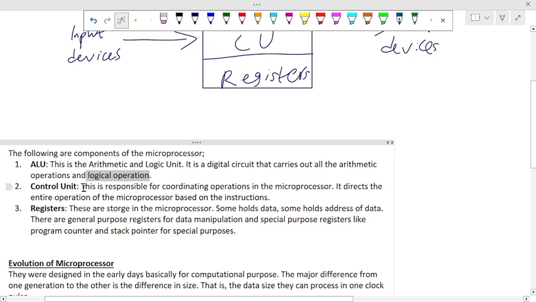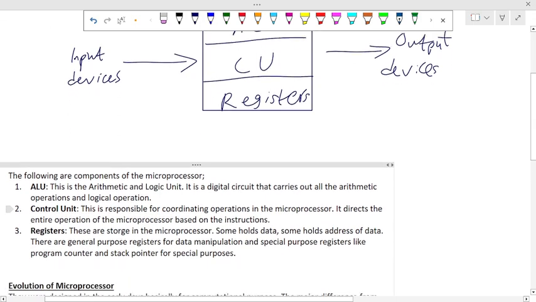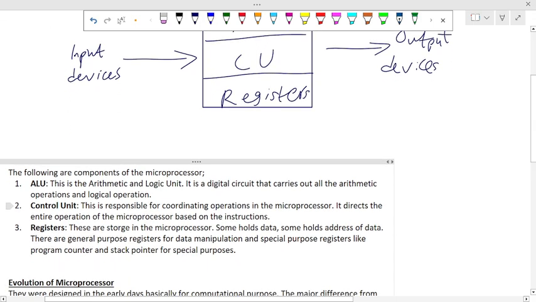But for our control unit, this is the brain of the computer, because this is responsible for coordinating operations in the microprocessor. It directs the entire operations of the microprocessor based on the instructions. So where should this data go to? Which register should it flow to? What should the arithmetic and logic unit do to these operands? What should they do to them?